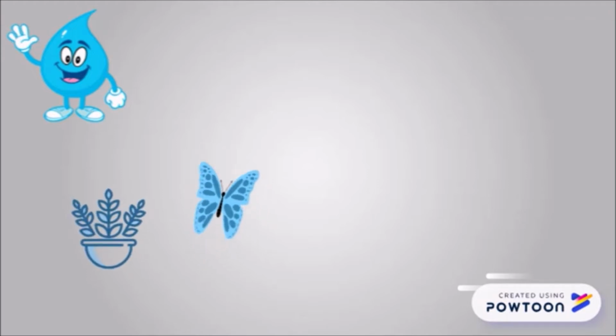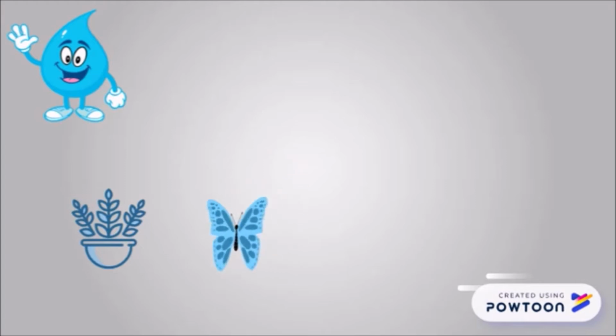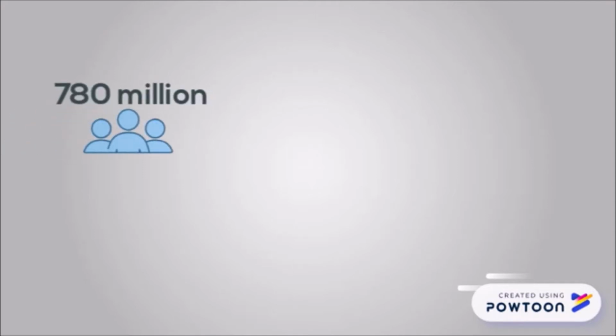Water is one of the most important substances on Earth. All plants and animals must have water to survive. If there was no water, there would be no life on Earth. Apart from this, many countries lack access to it. Worldwide, 780 million people do not have access to an improved water source.